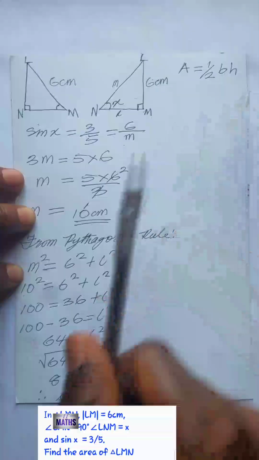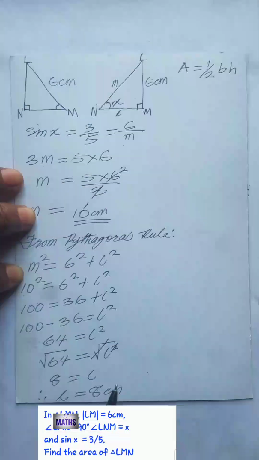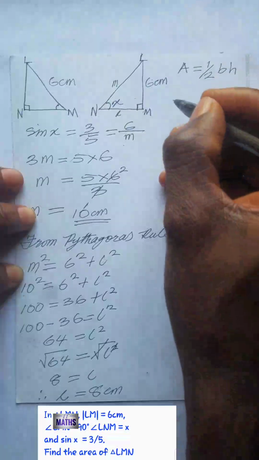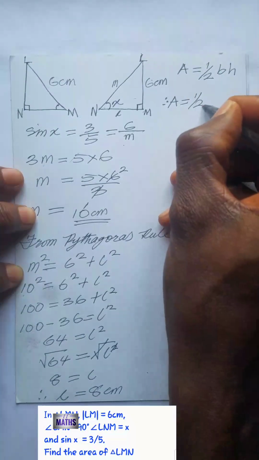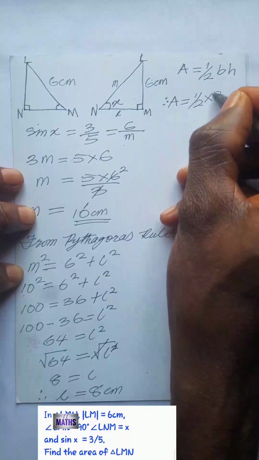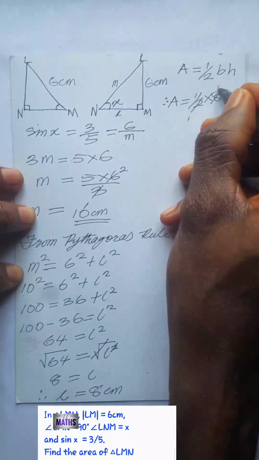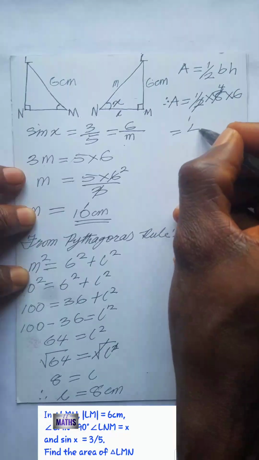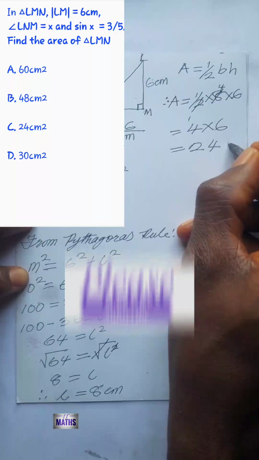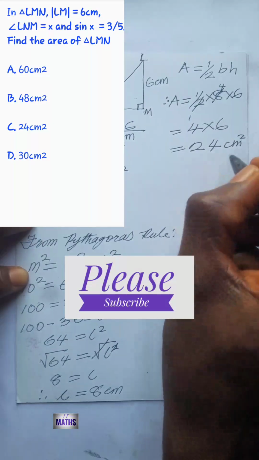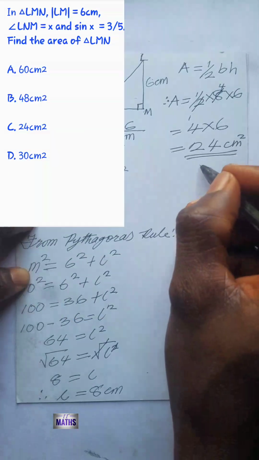Now, I'm coming back here. Can I find my area now? Yes, I know my base as 8 and I know my height as 6. Therefore, my area will be equal to half times a base of 8 times a height of 6. 2 goes here, 1, 2 goes here, 4, and that becomes 4 times 6, which is 24 centimeters square, since it is area. And what option is that? That is option C.